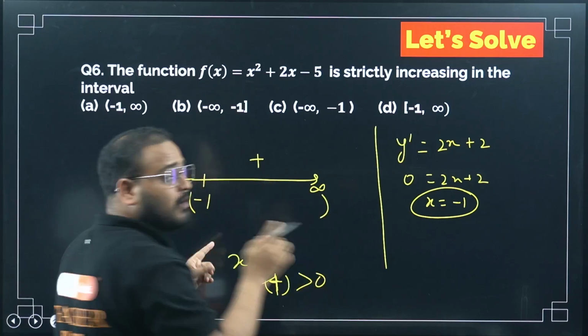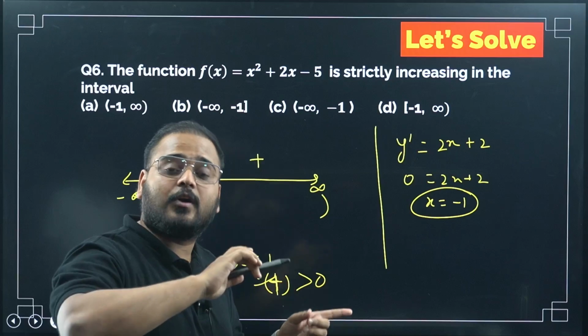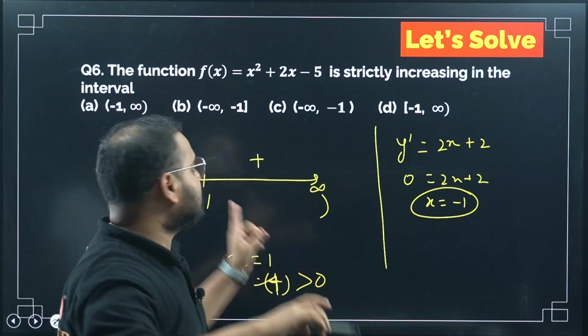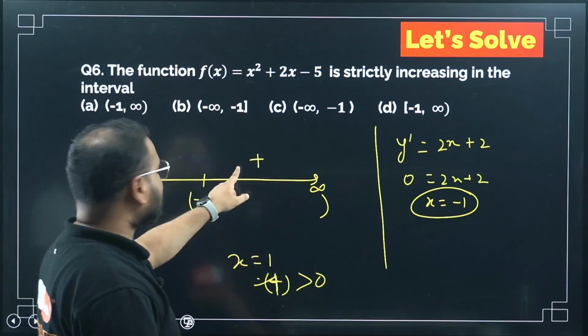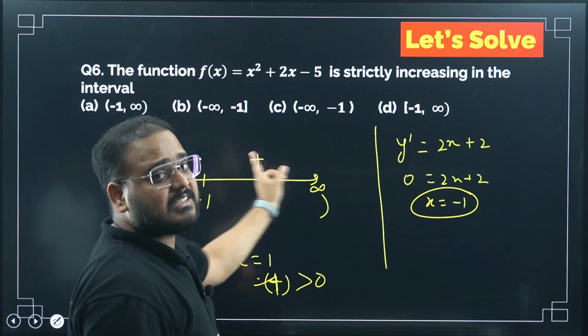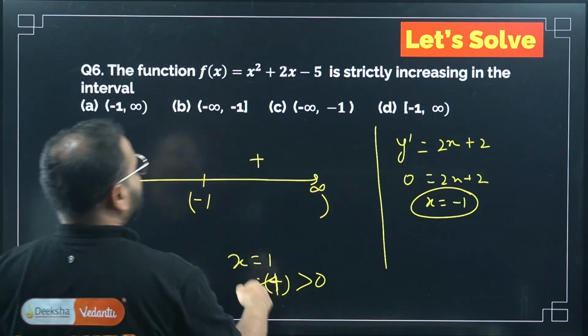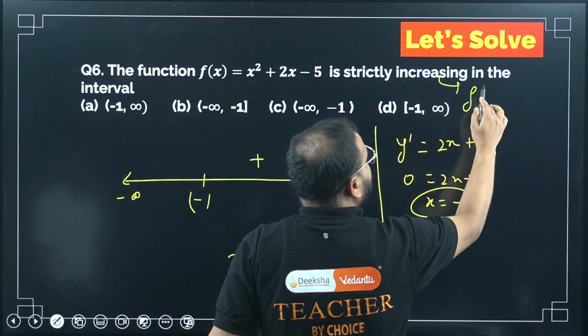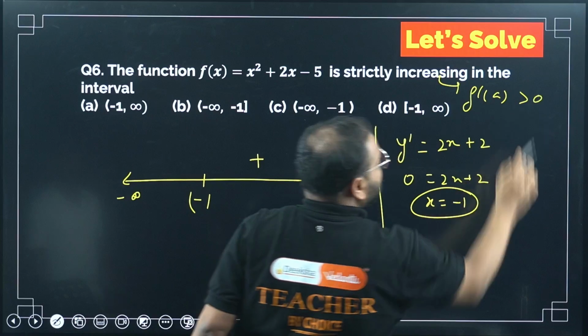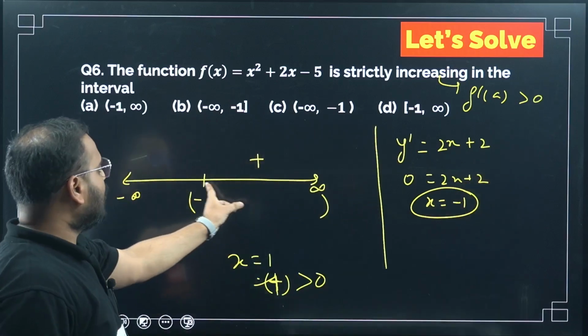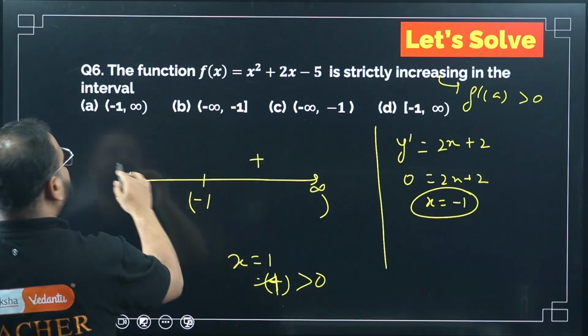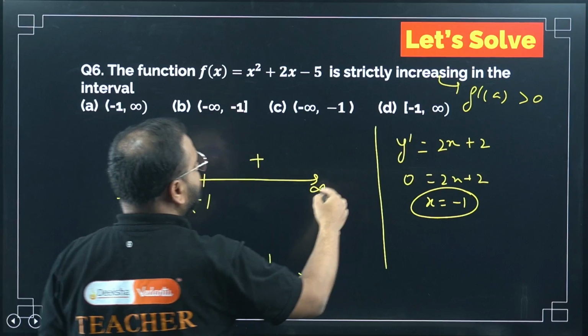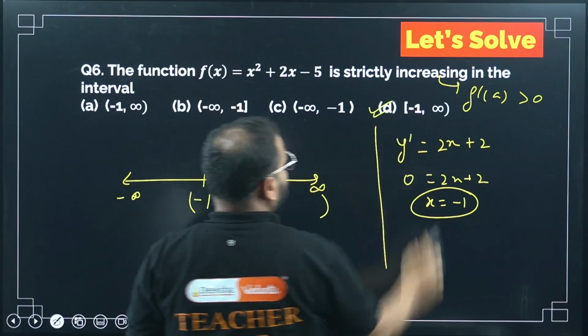So whenever, this is not the derivative test for finding maxima and minima. This is for increasing and decreasing functions. So positive means increasing part. Whenever the derivative is coming as positive, it means increasing part. Remember this: f dash of x should be greater than or equal to 0. When is it greater than or equal to 0? Minus 1 to infinity. So option number D.